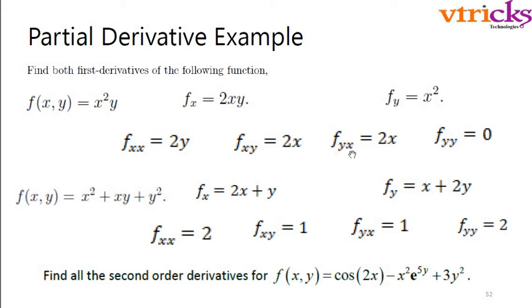Likewise, fyx means I am differentiating fy with respect to x. So it will be just 2x. Yeah, fxy will always come out equal to fyx, so these two values are the same. And then when we do fyy, there is no term in y here, and x has been treated as a constant when we differentiate with respect to y. So x is a constant, therefore fyy will become 0.